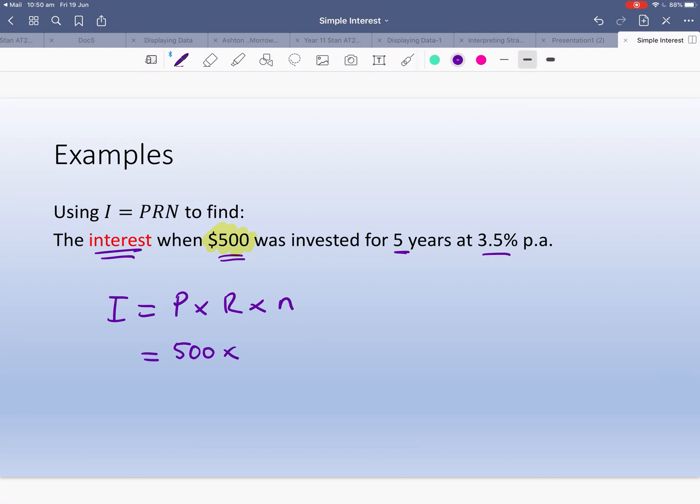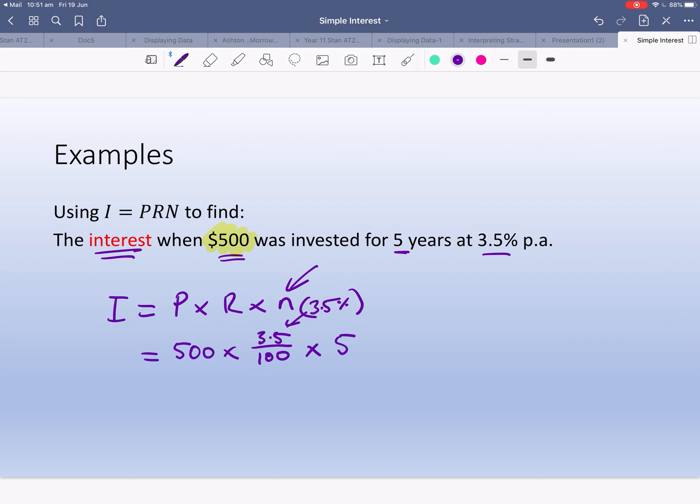What's our rate? 3.5%. Now you have two options here. I'm going to write this as a fraction over 100. If you don't want to write that as a fraction, you can also use 3.5 and make sure you put percent in your calculator. Because what the calculator does is automatically do it in this form. But if you just use 3.5, you will get your question wrong. Times, and what's our number of time periods? Well, years is a measure of time, so we're going to multiply it by 5.